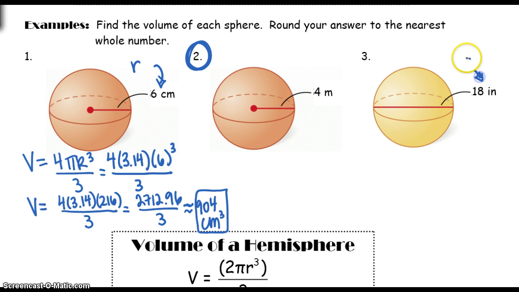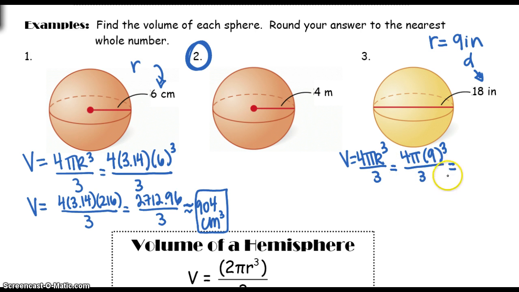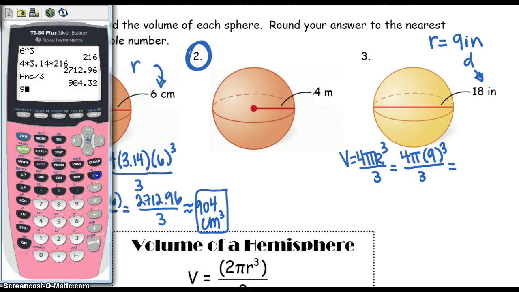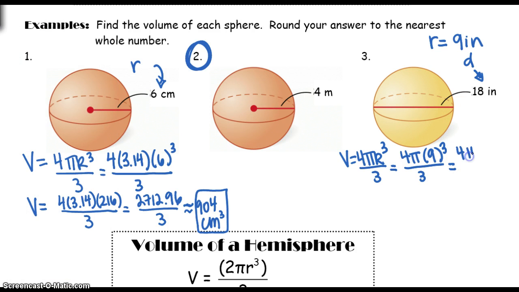On number 3, they've given us the diameter, and we know the radius is going to be half of the diameter. So half of 18 is going to give us 9. So our radius is 9 inches. Our volume is 4 pi r cubed divided by 3. So we're going to substitute in our radius, which is 9. So 4 pi, the radius is 9, we're going to cube it and divide by 3. The next thing you're going to want to do is go to your calculator and find out what 9 cubed is. It's 729.